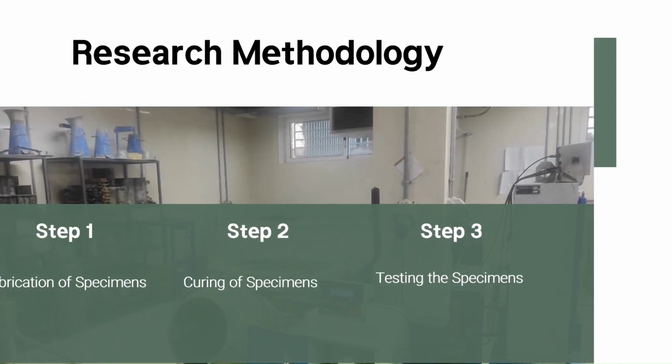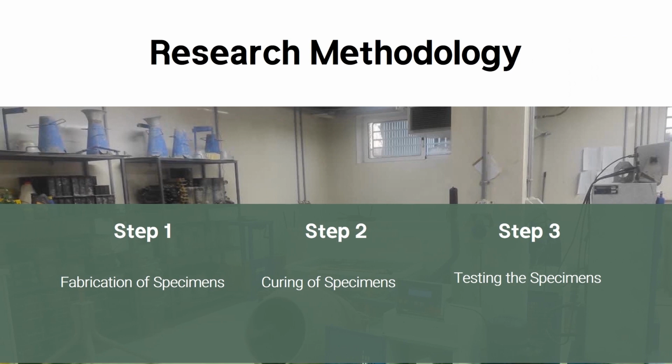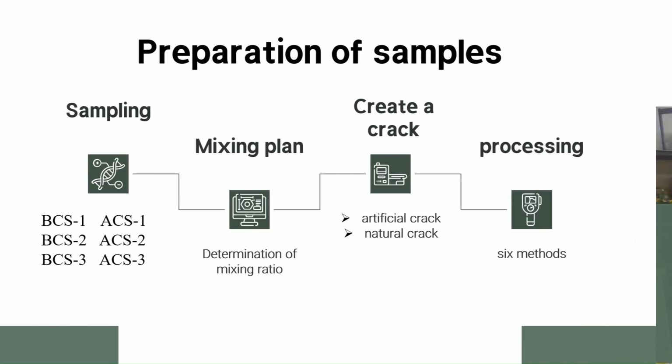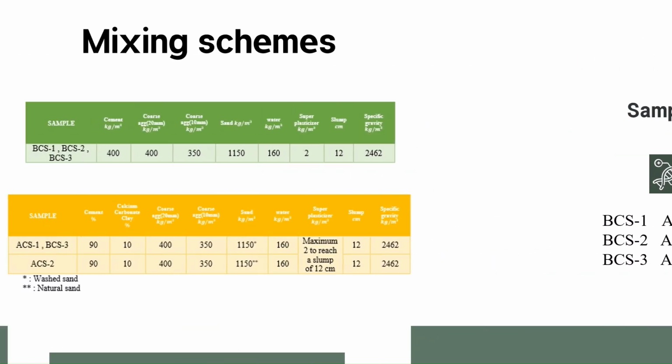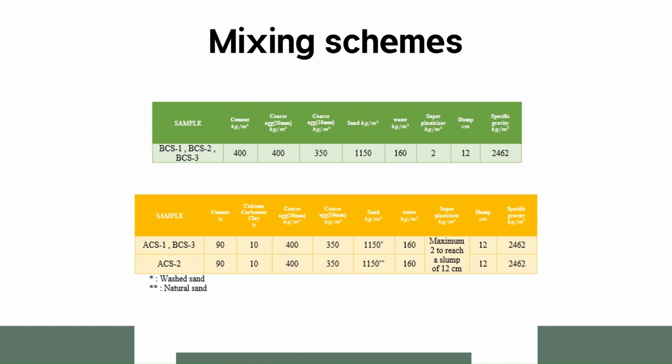Our research methodology includes these three steps. First, fabrication of specimens. Second, curing of specimens, and third, testing the specimens. The preparation of samples includes these steps: sampling, mixing plant, creating a crack, and processing. The concrete mixing plant is as described in the following tables that we can see here.